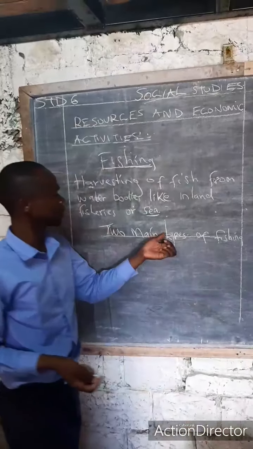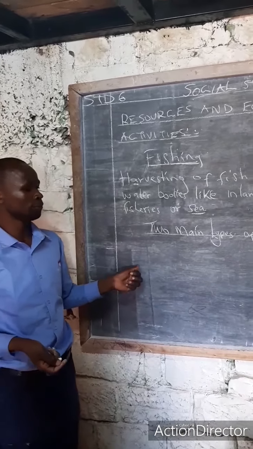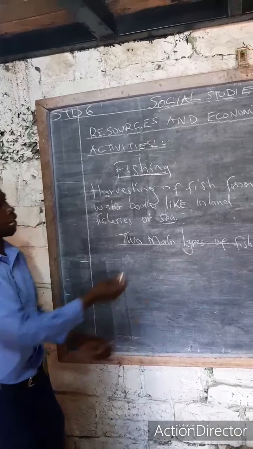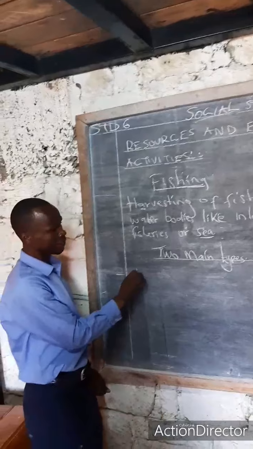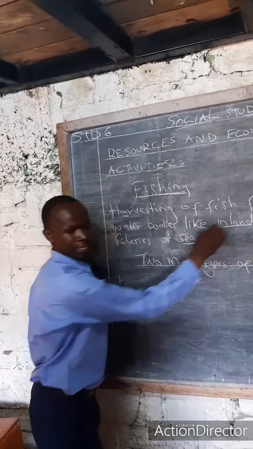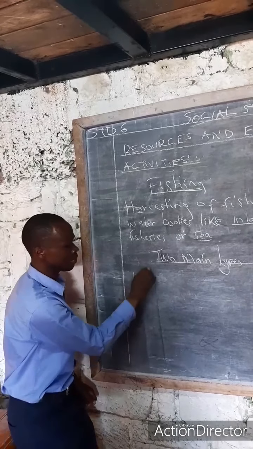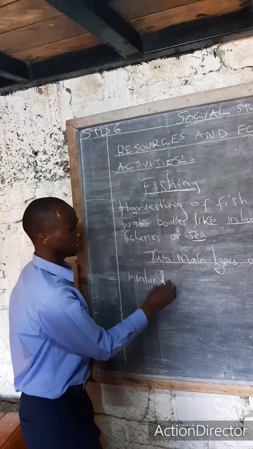Now, let's focus on these two main types of fishing. Earlier on, from my definition, I said the first type involved inland. Let me indicate it on the board. I talked about inland fishing.